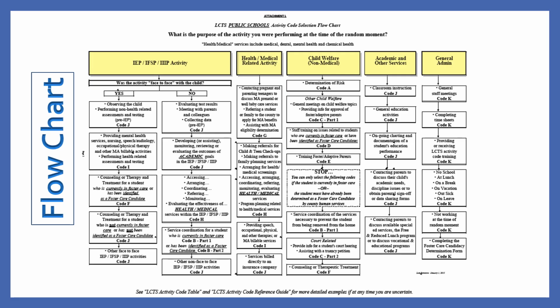Public schools are also provided with an extra tool, an activity flowchart. This resource is most likely the easiest guide to use. It visually groups different activities into categories at the top with quick scenarios of when to use the codes under each category. You can follow the arrows or steps on the chart to figure out which activity code best fits the work you were doing at the time of the random moment. Please note that the new codes B3 and P are not listed on either of these charts.